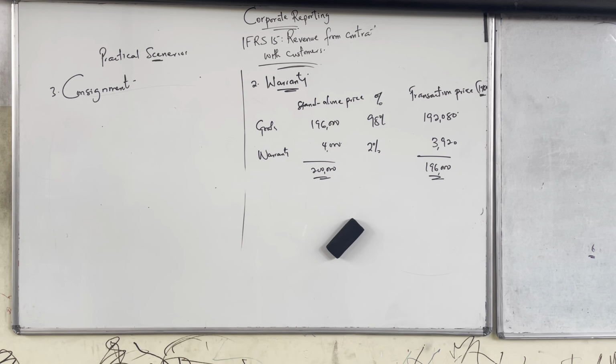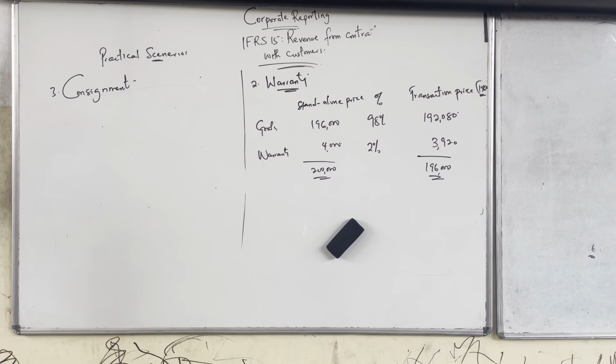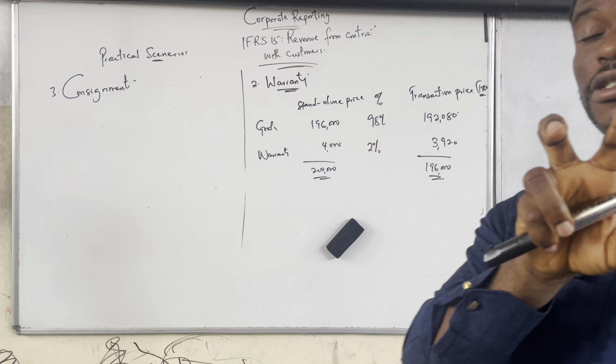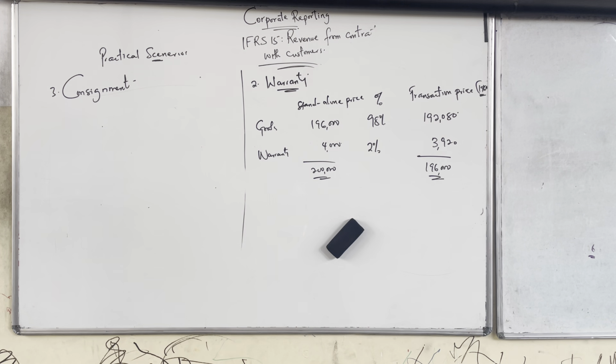Usually a dealer. Consignment is if the transaction is with a dealer, those that buy in huge quantity and then resell. Those are dealers. Now, the key question here to know how you recognize revenue or not is: has control been transferred to the dealer or not? Has control of the goods been transferred to the dealer or not?